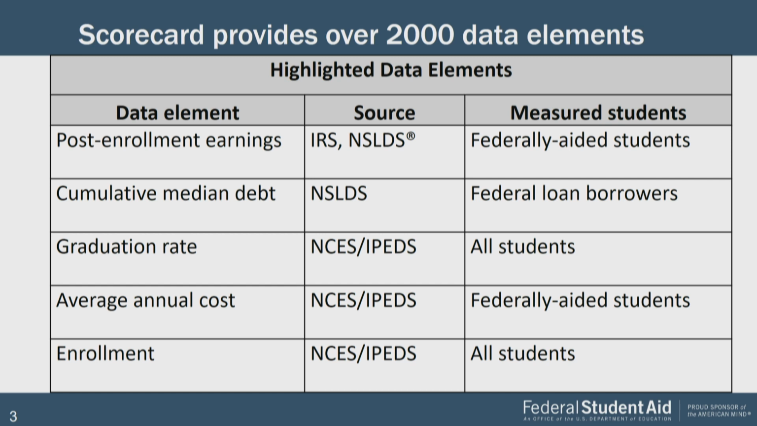Graduation rate information comes from the IPEDS survey. Average annual cost is from NPSAS, and I'll talk a little bit more about what these mean later, but that's essentially the net price. And lastly, enrollment information, including just straight up enrollment counts or disaggregations by different subgroups. Those also come from the IPEDS survey.